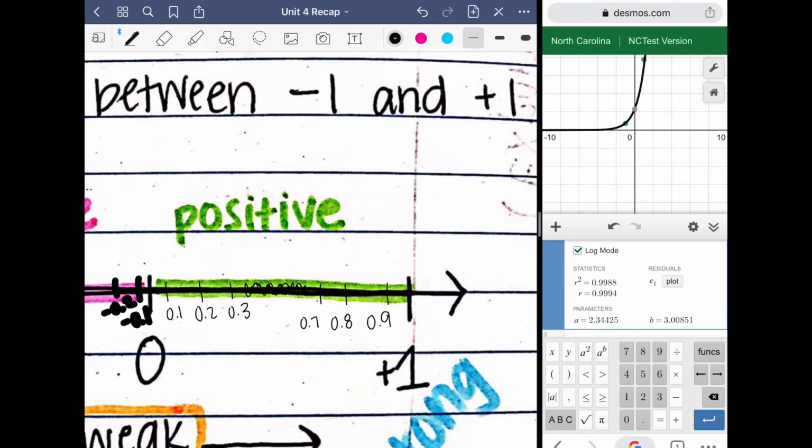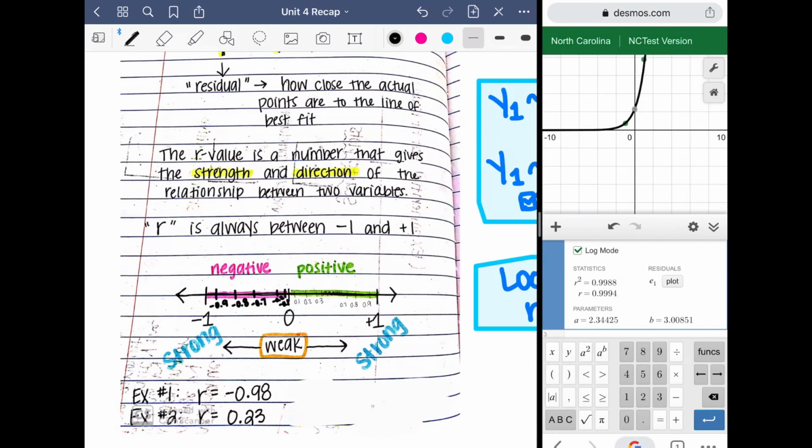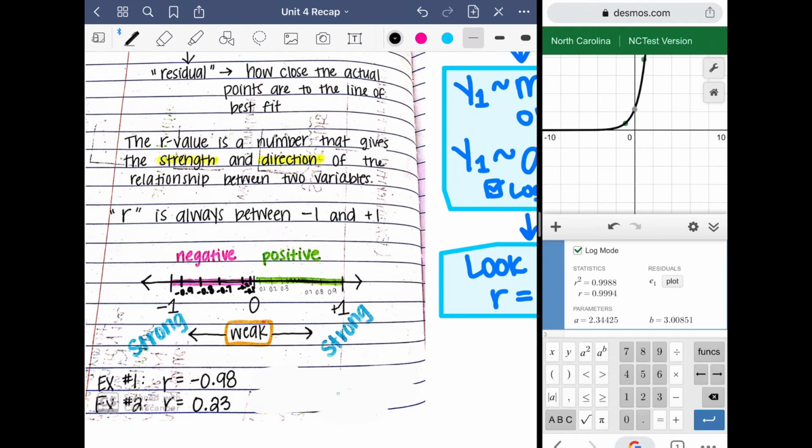Anytime we're using best fit, it's going to be either strong or weak. So here's a couple of examples that we'll talk through. If you have an R value of -0.98, first of all, this is a negative number, so it is going to be a negative correlation.